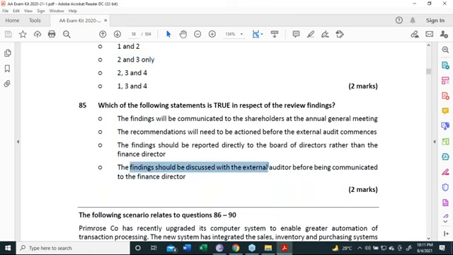The findings should be discussed with the external auditor before being communicated to the finance director. You are the internal auditor, so you found a few mistakes. What's your job? Your job is that the company should improve those controls. You are not supposed to tell everything initially to the external auditor. You might want to make sure that management improves their systems. And still, if there are certain deficiencies, you will share them with the external auditor afterwards, but there is a possibility management might want to improve on it. So this is not correct, the fourth one.